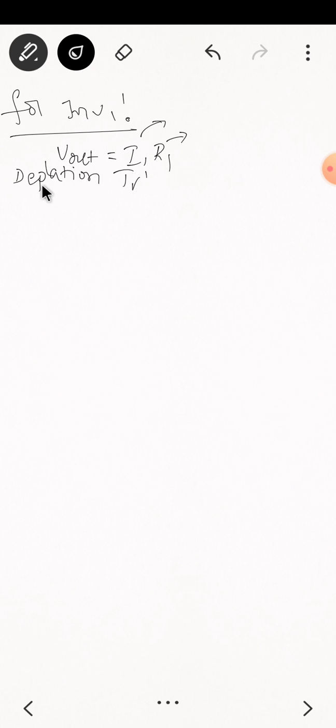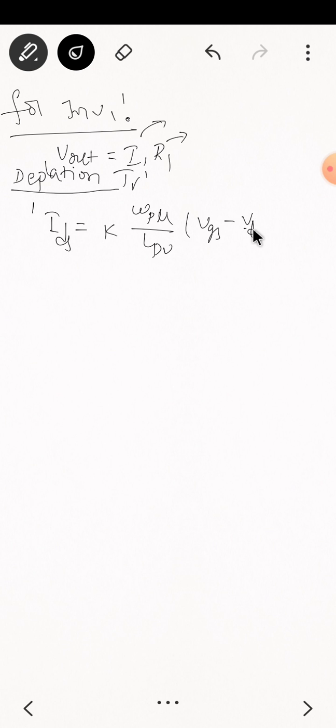For the depletion mode transistor in the saturation condition, IDS is equal to K into ZPU by LPU into VGS minus VT, whole square, by 2. So simply we can write that IDS is equal to K into mu P 2L by PD. We can write it like this.